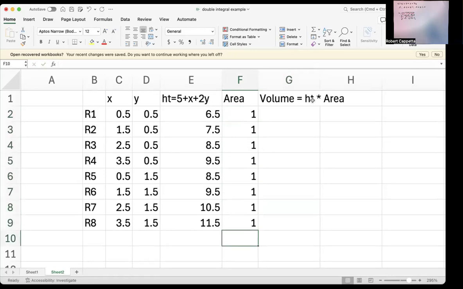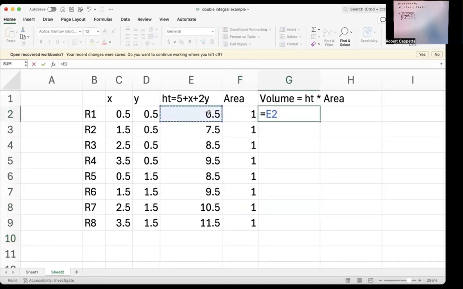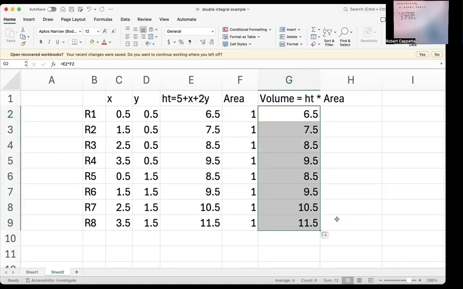Now, the volume is the height times the area. Area is length times width. And then we have height. So length times width times height will give us the volume of the Lego block we're going to stack. This is certainly easy. Multiplying by 1 doesn't take a whole lot of work for us or for a spreadsheet. And you can see that the biggest Lego block will be rectangle 8, which will go up 11.5 units tall.